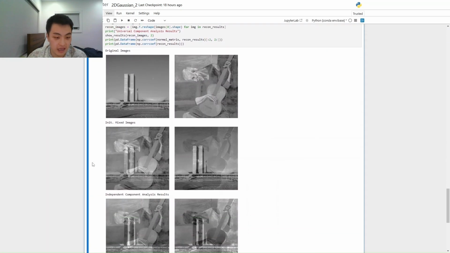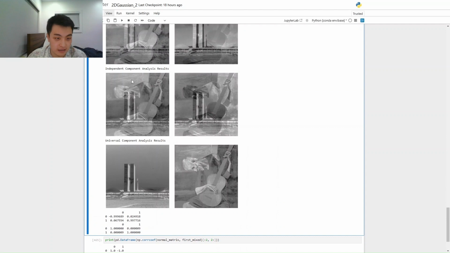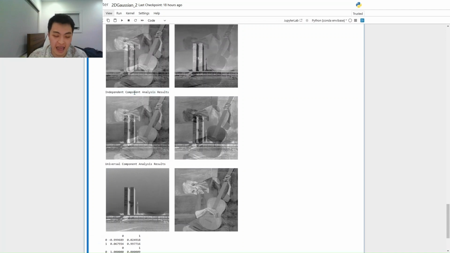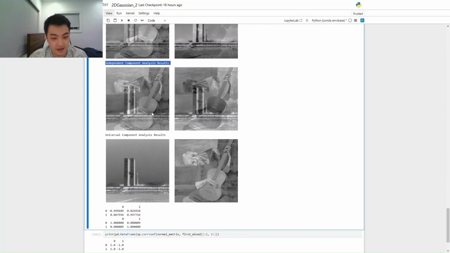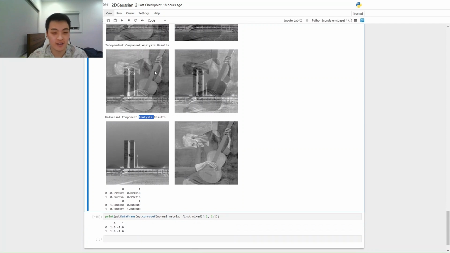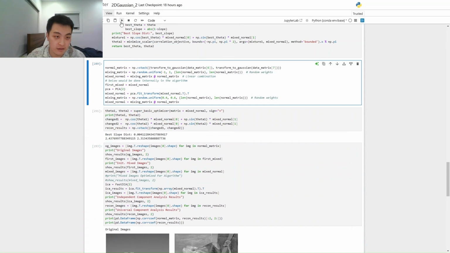Here are my original images, here are the mixtures, here's how independent component analysis does. I'm being harsh on it by feeding it data that it knows it's not able to separate. But it's to demonstrate that we're not exploiting very minuscule differences between the pure Gaussian distribution and an imperfect Gaussian distribution. I'm just using the standard algorithm as a comparison. Let's run this again.